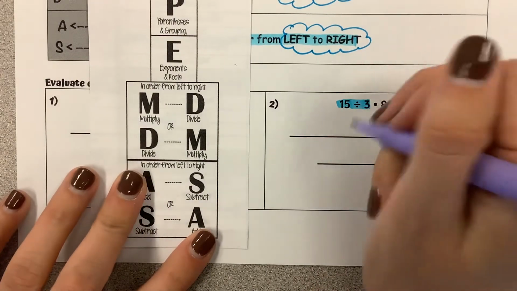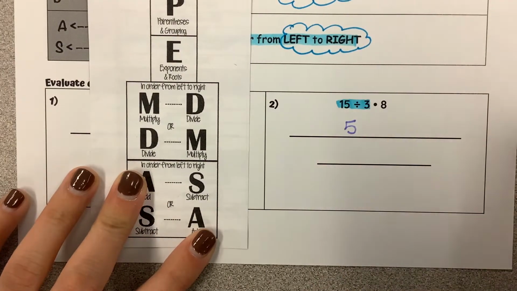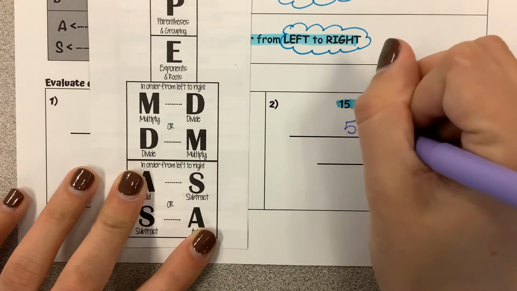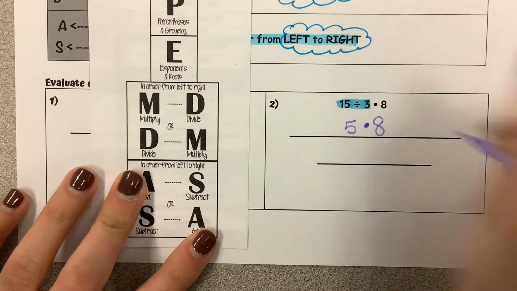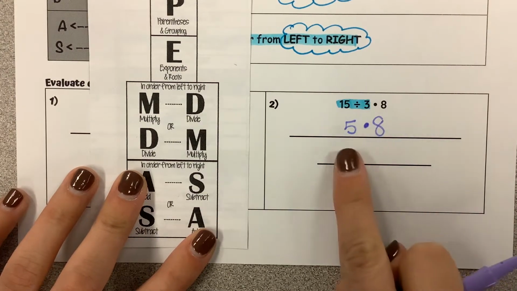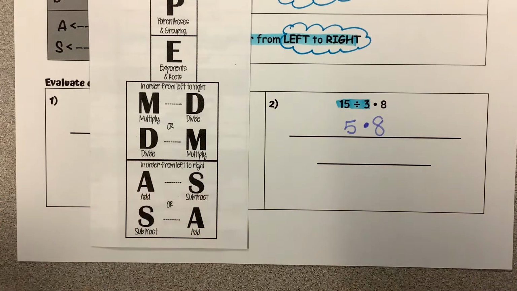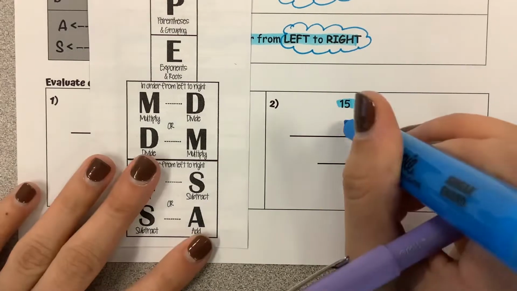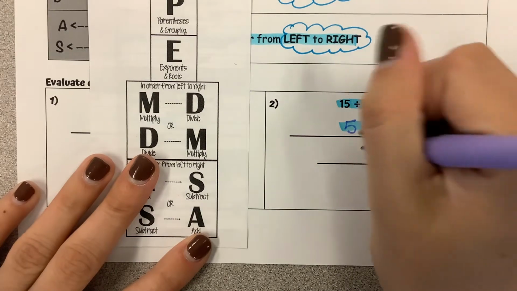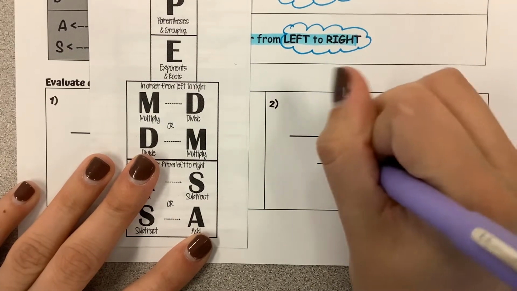15 divided by 3 is 5. Then I'm bringing everything else down, bringing down my multiplication, bringing down the 8. 5 times 8, that's all that's left, so that's what I'm doing next. 5 times 8 is 40.